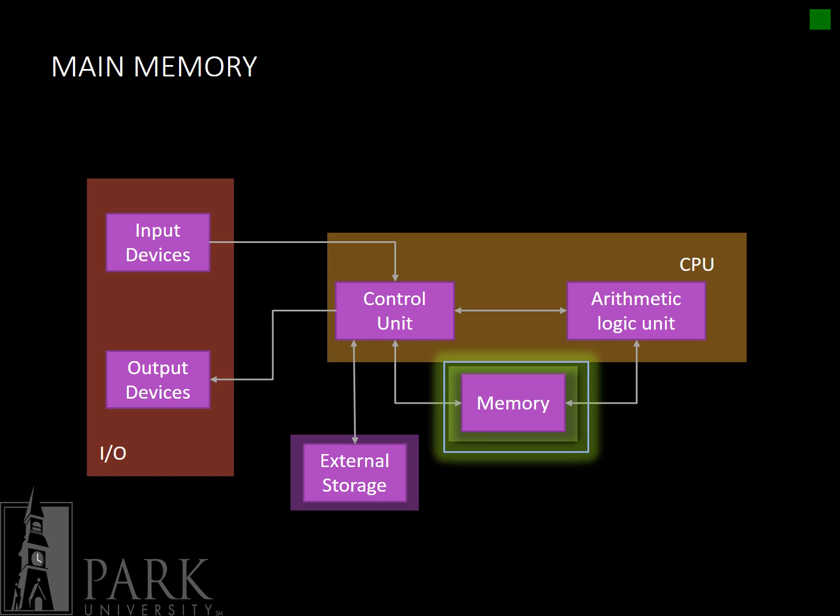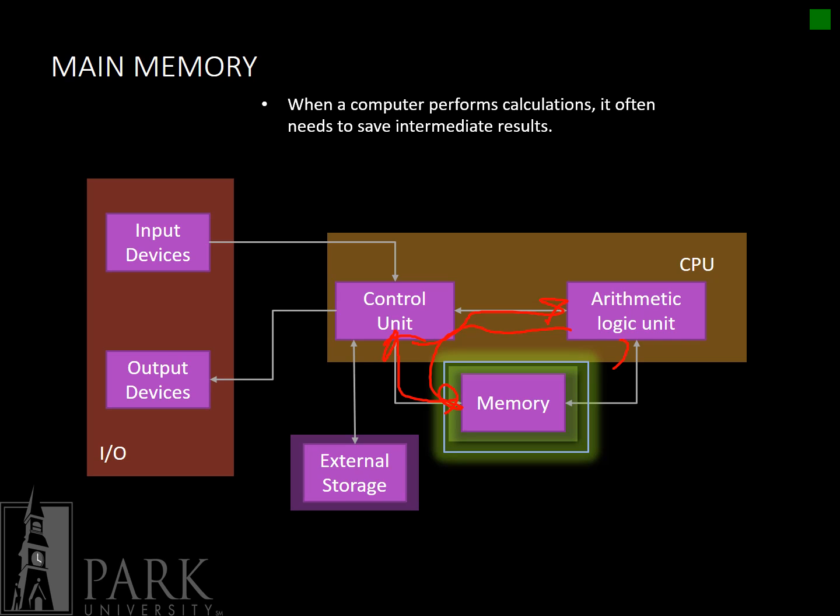All right, so let's talk a little bit about main memory. When a computer performs its calculation, it often needs to save intermediate results, right? So basically what it's going to do is it's going to pull information out of the memory, right? It pulls it out on the bus and it says, hey, ALU, do some stuff to it, right? And then it's going to say, once you're done, we're going to put it back in memory, right? Or maybe it goes from the ALU to the memory. But the point is that it's there for temporary use.